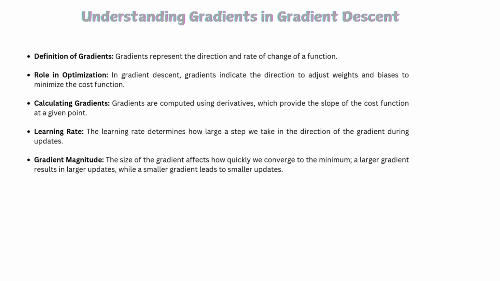When the gradient is large, it indicates a steep slope, which prompts larger updates to the weights and biases, thereby accelerating our convergence toward the minimum. Conversely, a smaller gradient results in smaller updates, which can slow down the learning process. Understanding gradients not only equips us with the necessary tools to implement gradient descent effectively, but also enhances our ability to optimize machine learning models efficiently. Grasping this concept is essential for anyone looking to deepen their knowledge of machine learning algorithms and their underlying mechanics.